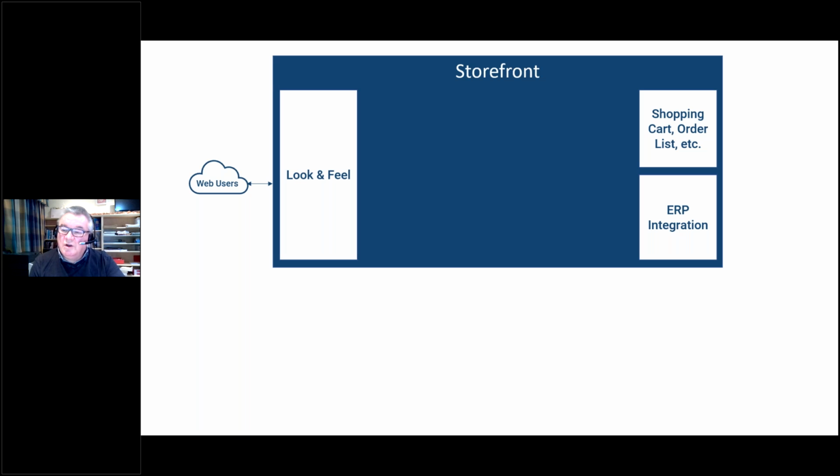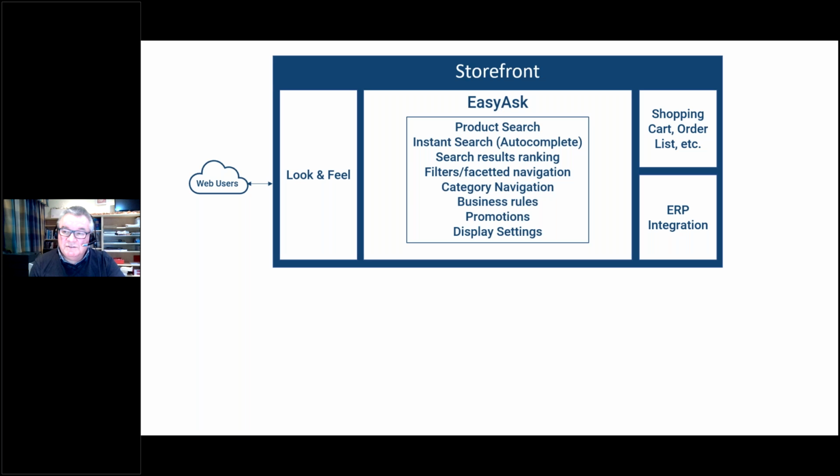But at the core of Storefront is EasyAsk, and EasyAsk is controlling most of the user experience. So anything related to product search, instant search, the autocomplete, search results, ranking, and the filters that you see in faceted navigation, is all driven by EasyAsk. It's also controlling the category navigation, and for some users, you could be using business rules, promotions, and altering the display settings within EasyAsk as well.